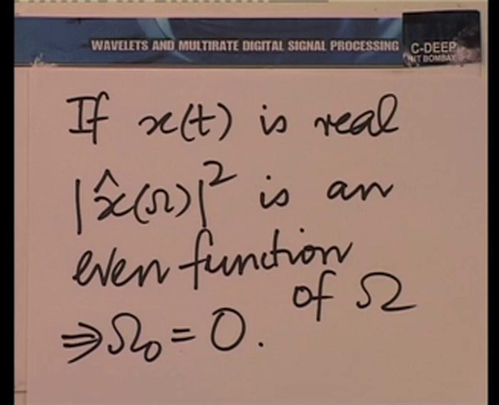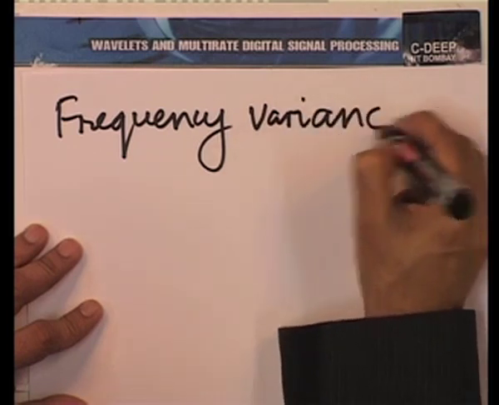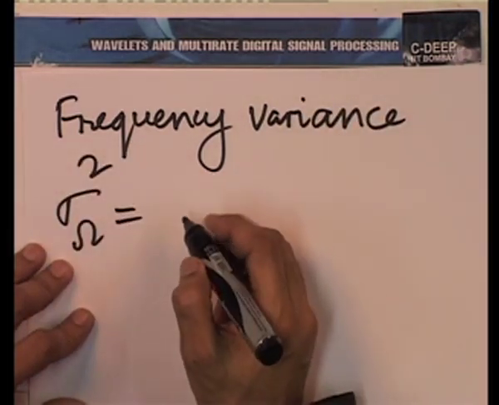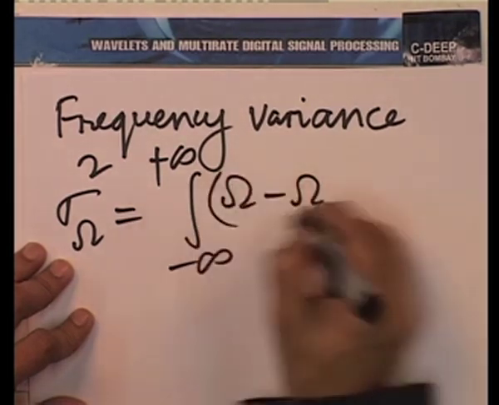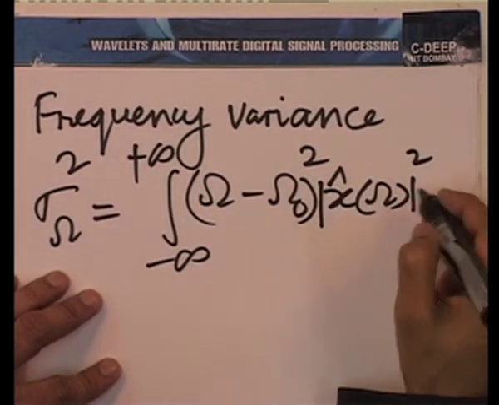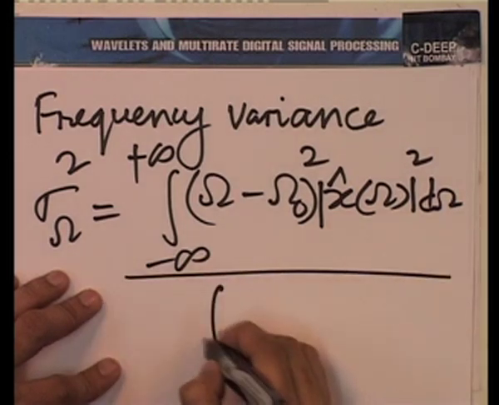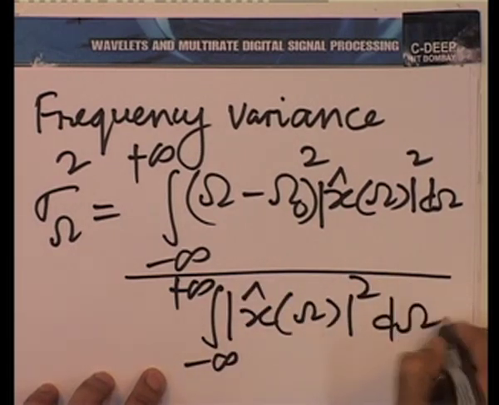Now, we could similarly define the frequency variance. The frequency variance, sigma omega squared, so to speak, is essentially the integral of omega minus omega naught squared times modulus squared of x cap omega, divided by a similar integral of mod x cap squared. So, once again the frequency variance is like a variance on the density constructed out of the modulus squared of the Fourier transform.